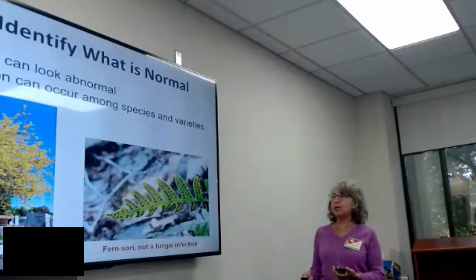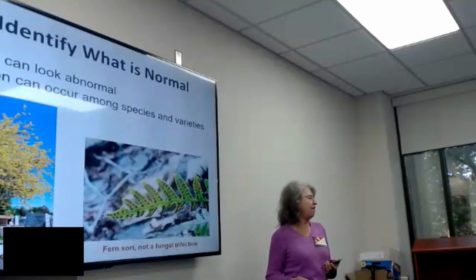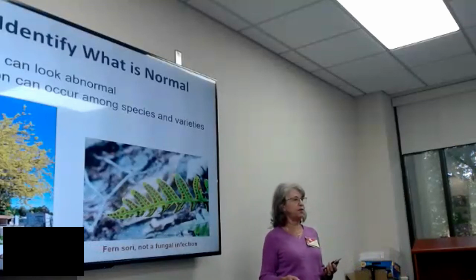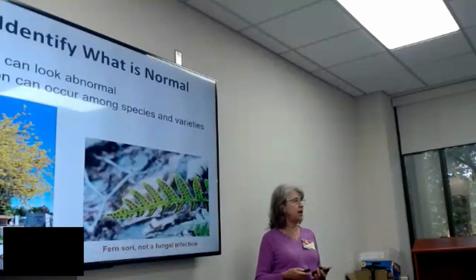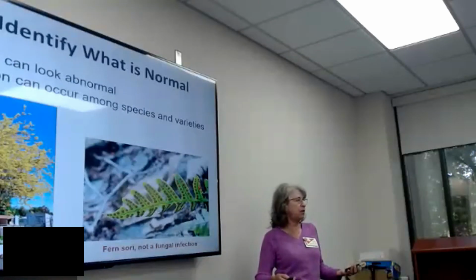Another issue might be things that people just haven't noticed before, and all of a sudden they notice them. So they don't realize that ferns may have two kinds of fronds. They have fertile fronds and sterile fronds, and they're used to the sterile fronds.